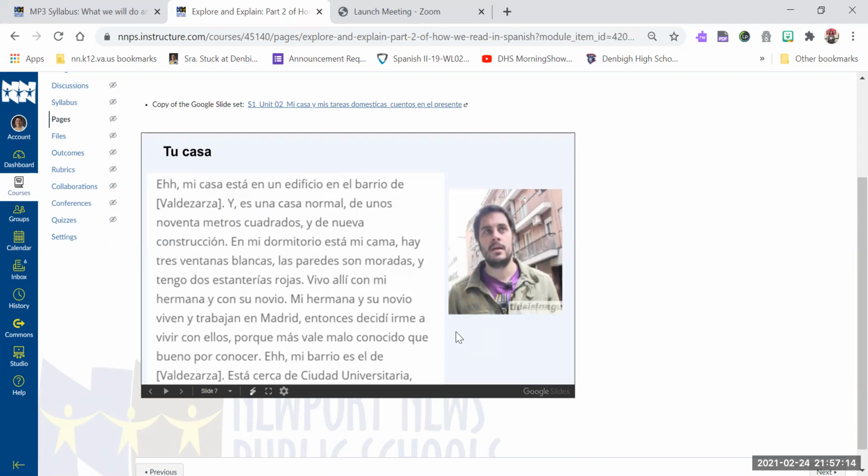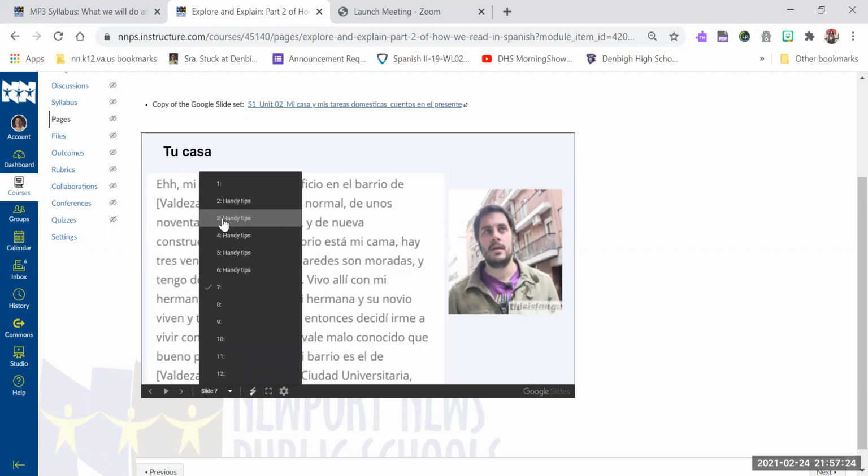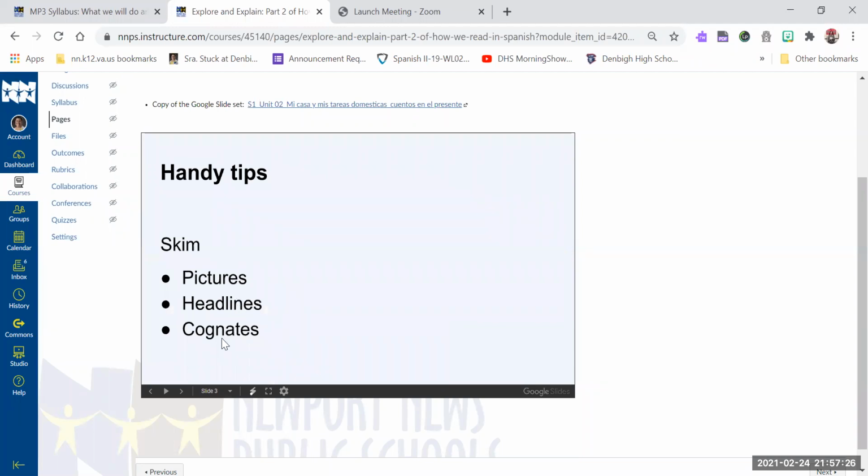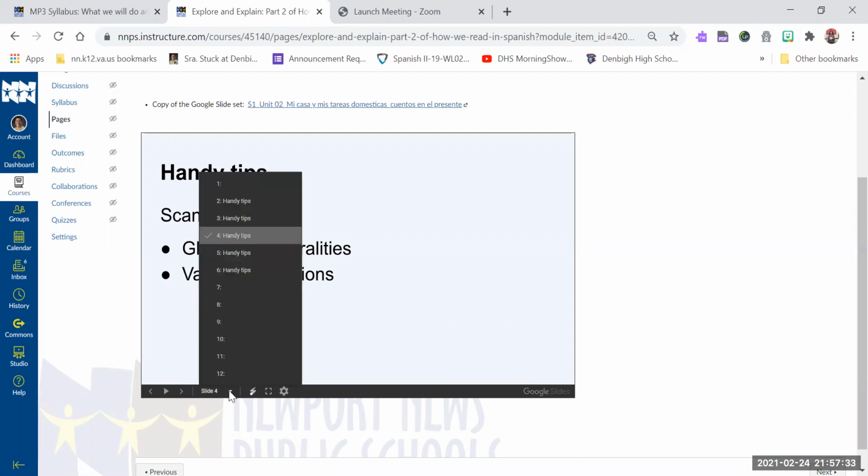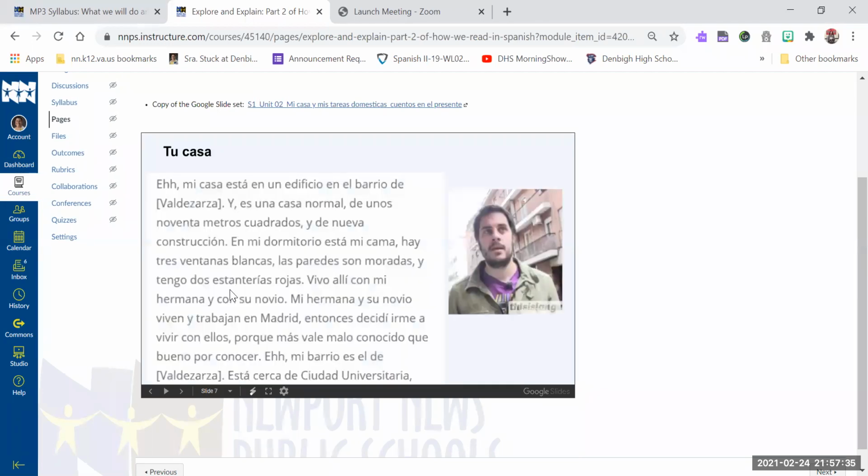And now we're going to scan. Scan is just reading super fast. Don't even try to understand it. Just kind of get a general feel now. What are those tips again? Let's go back here. Skim, we did pictures, headlines, and cognates. Scan, we're going to get glittering generalities and vague impressions. So let's go back. I'm going to read it super fast.